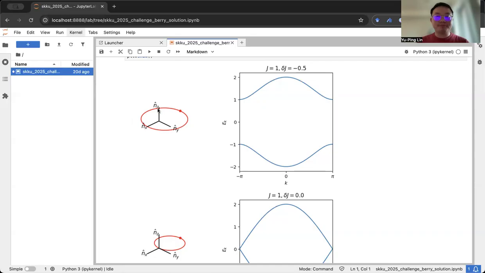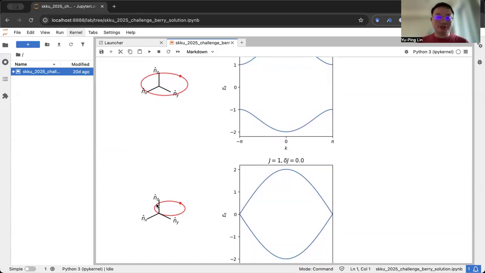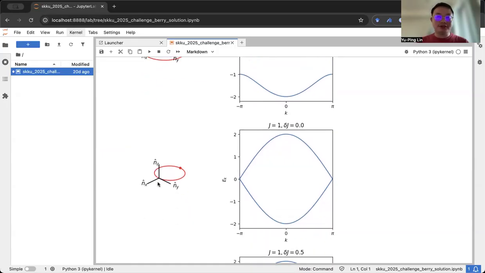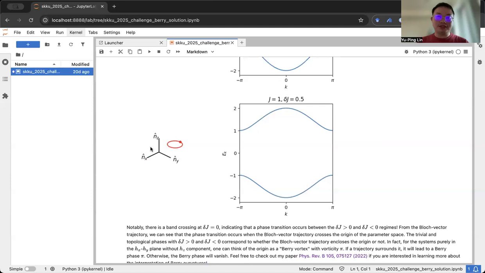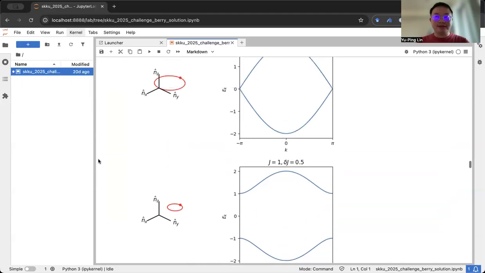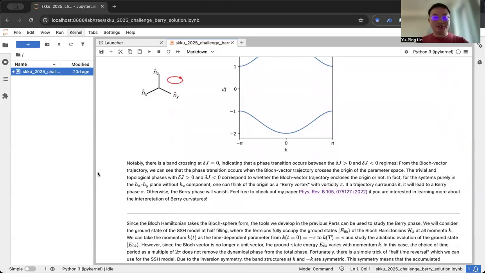If the trajectory of the Bloch vector surrounds it, we will have a non-trivial topological phase. But as delta J changes, the trajectory will gradually move away from the origin. For the positive delta J case, the trajectory will not enclose the origin, so we will have a topologically trivial phase. The case where delta J is equal to 0 is where the trajectory touches the origin, and you will see a band gap closing, which indicates a topological phase transition. So this is question 1.